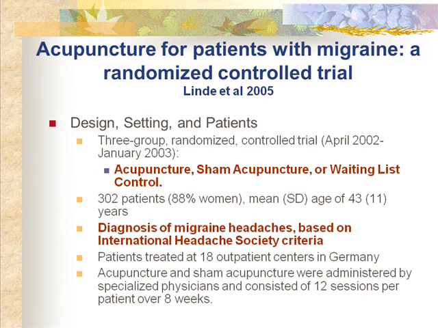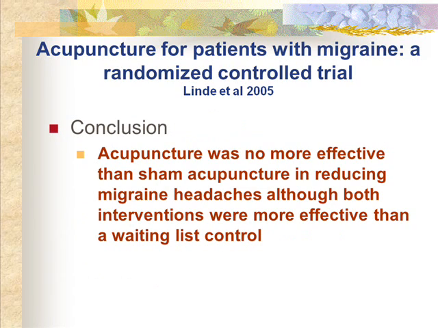Okay, I don't want to go to the details. You can go to PubMed to find the data. Conclusion is acupuncture was no more effective than sham acupuncture in reducing migraine headaches, although both interventions were more effective than wait list control. So in a way, it does say that acupuncture may work.